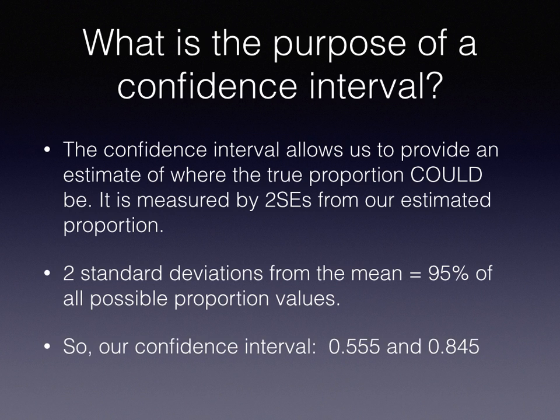So in this case, our confidence interval is between 0.55 and 0.845. You get this from taking our mean of 0.7 and adding our standard error, which is 0.0725, and subtracting it from our mean as well. And so we get a confidence interval of 0.55 to 0.845.